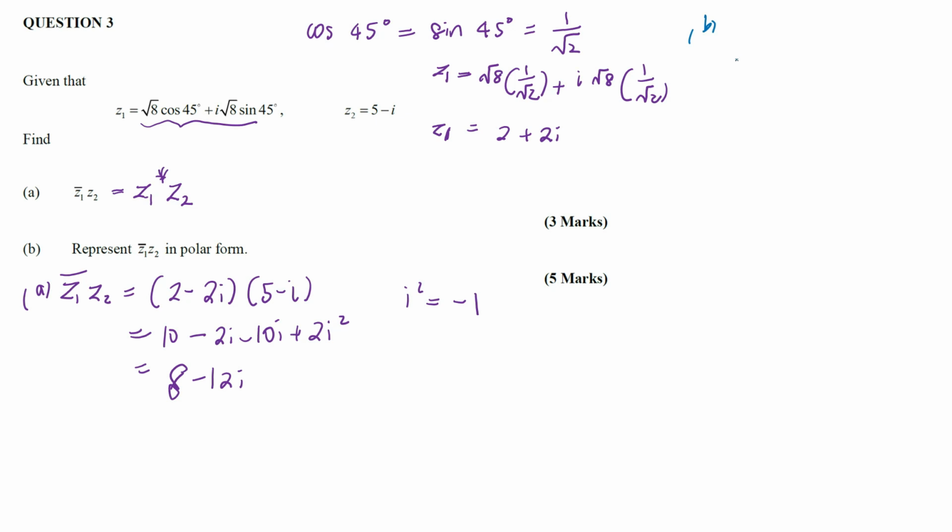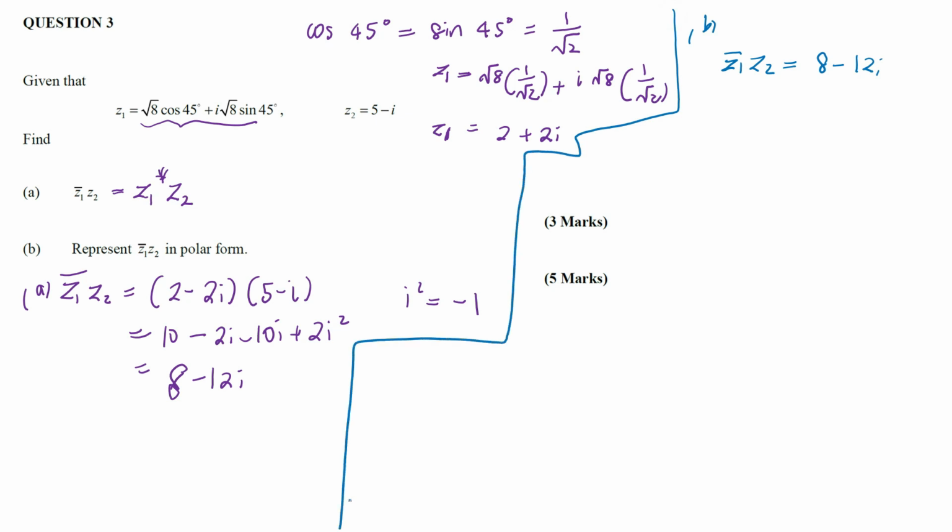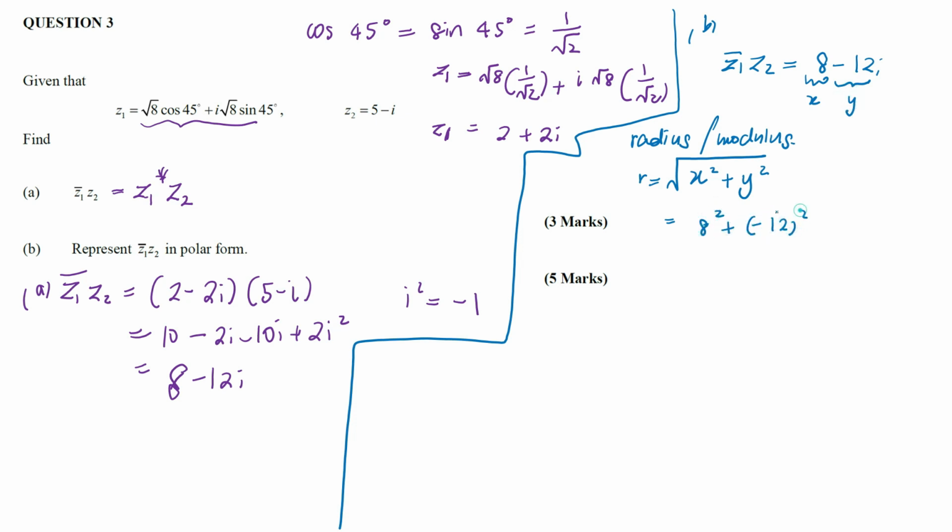So in polar form, we need to find the radius or the modulus. So r is equal to the square root of x squared plus y squared. So this is x, negative 12 is y. So we have x squared plus minus 12 squared. And all together we have the square root of 208.